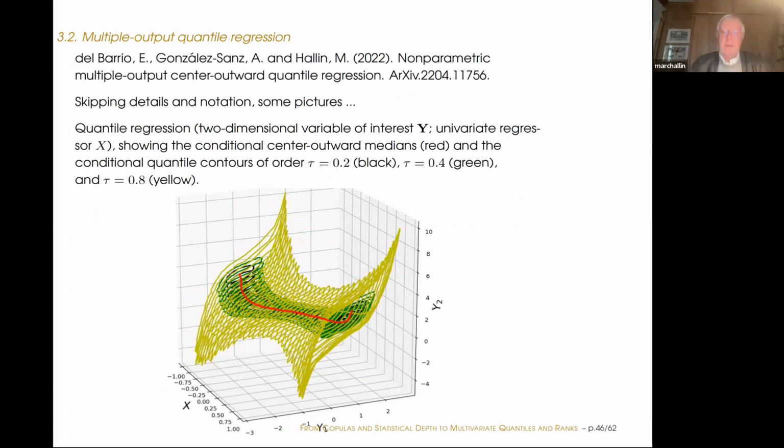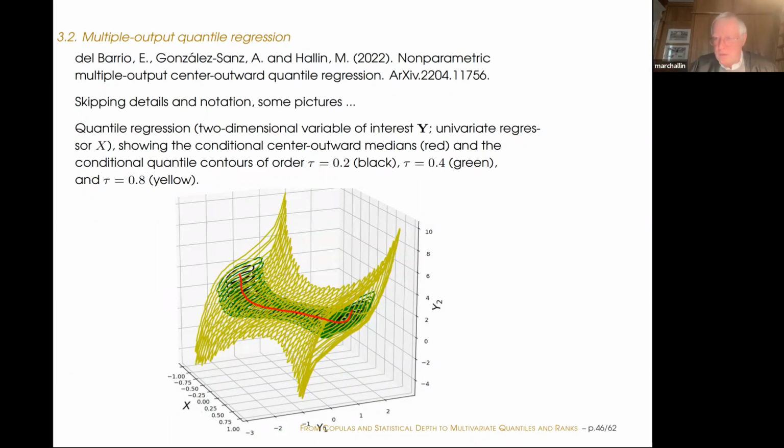Now, with this concept we have introduced, we also can do multiple-output quantile regression, meaning that we will have quantile regression tubes. So here you have a picture. You have one covariate, which is X, and a bivariate output, which is Y1, Y2. And so when X varies, you have these tubes, the probability content of which is under control.